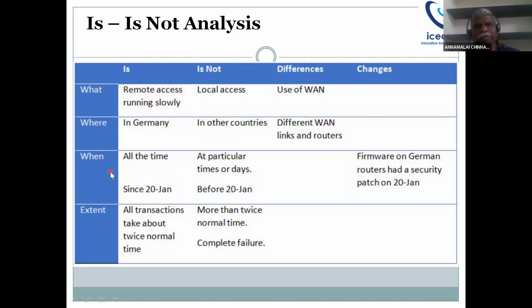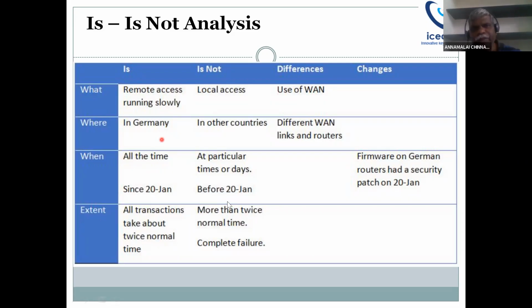Then when is the problem? The problem is all the time. The problem is not at a particular time or days, it is always present. And the problem started since 20th of January; before 20th of January, the problem was not there. Then what is the extent of the problem? All transactions take about twice the normal time. More than twice the normal time is not the problem, and complete failure is not the problem.